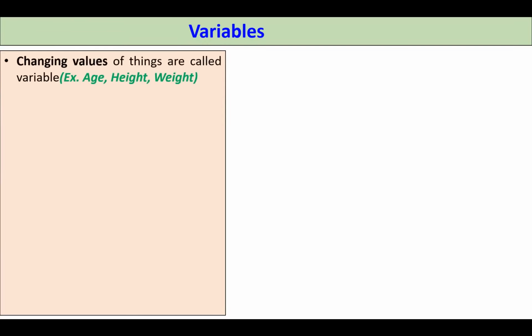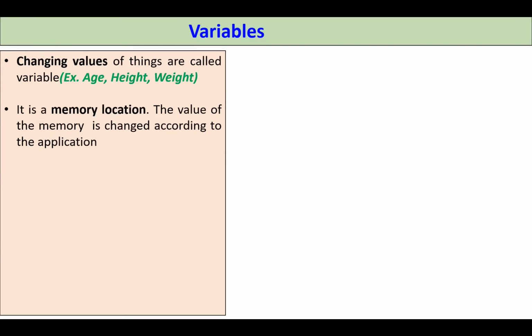What is a variable? Here are some points: a change in value of things is called a variable. Here in green color are some examples: age, height, or weight. Then, in computer terms, a variable can be identified as a memory location. The specific feature is that the value of the memory changes according to the application.